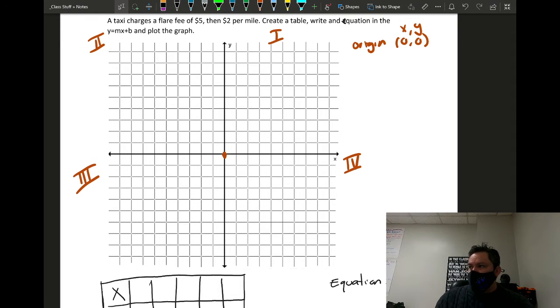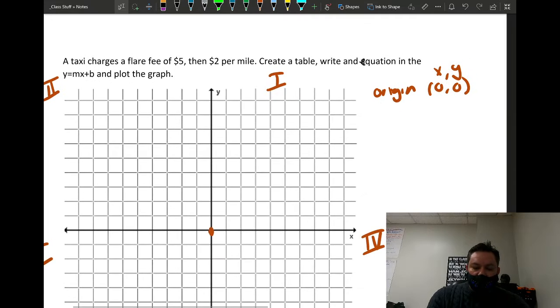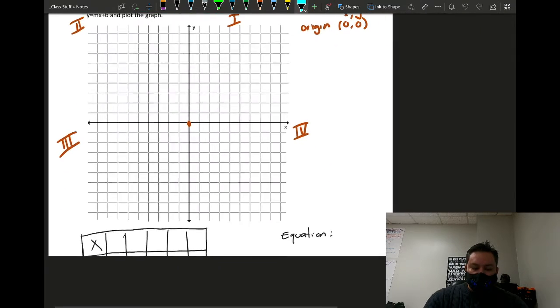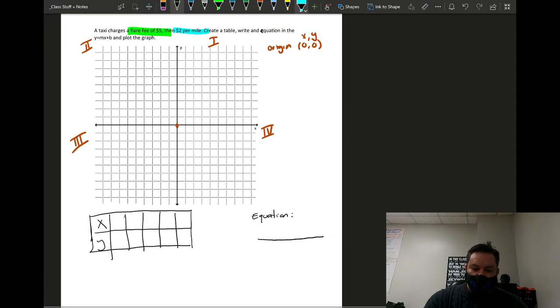This writing equations is something that we learned at the beginning of the year, and it's very similar. It's basically the same. We gotta look at the word problem, recognize the factors, and see what we have. So we know that there's going to be a fee of $5, and then we're going to have to pay $2 per mile. Remember, when we talk about variables, the per, the each, the every, that's going to go with the variable.